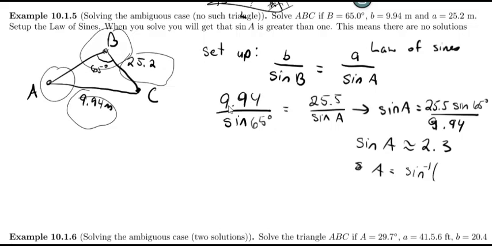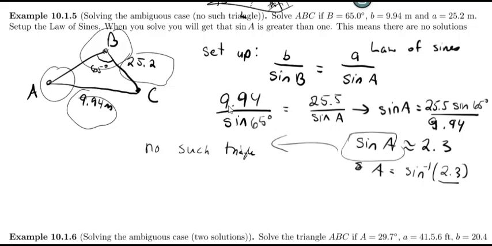And that's because the number I'm plugging inside my inverse sine is bigger than 1, or in other words, there's no way my sine can give me a number bigger than 1. That's just not a property of sine. So just from this work alone, I can tell there's no solution. No such triangle can be constructed.